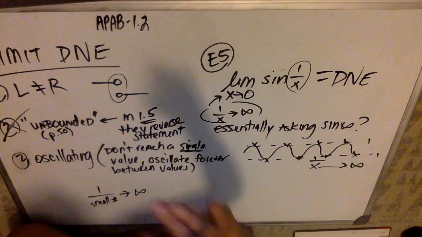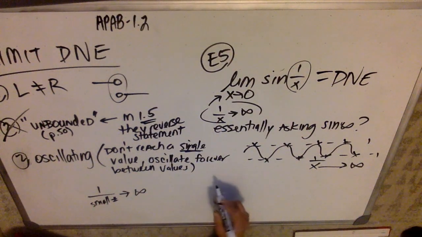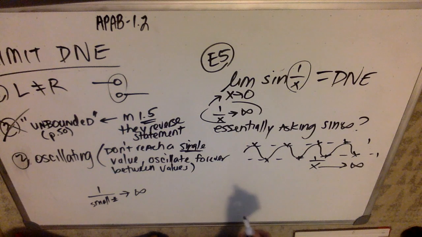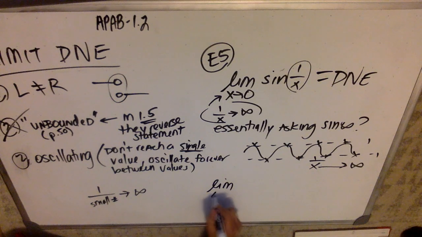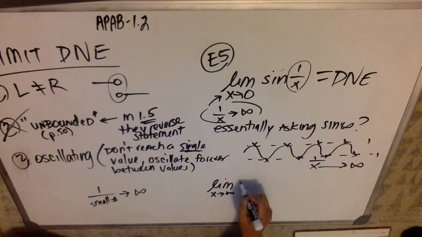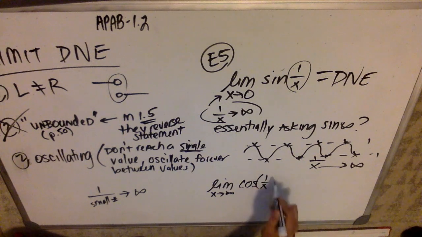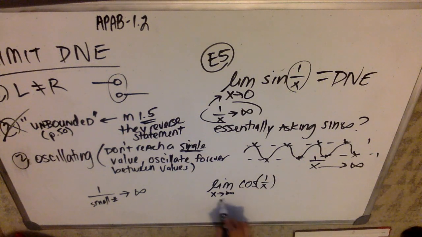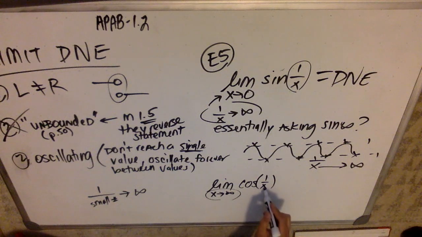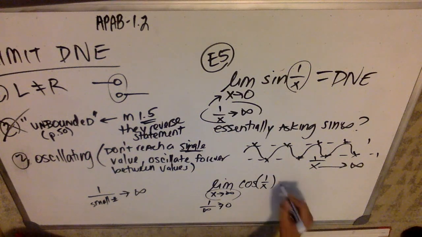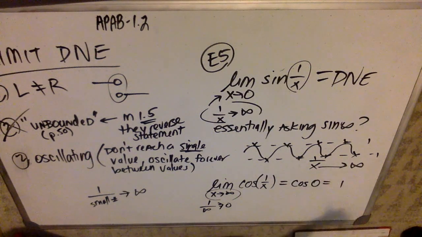Now I want to contrast that with an example where the limit does exist. So if instead I asked you for the limit as x approaches infinity of cosine of 1 over x. Okay, so the trick here is that as x approaches infinity, 1 over an infinity is going to be 0, right? 1 over something infinitely large is going to be 0. If you have one pizza and you divide it by infinite people, nobody gets any pizza. So this is essentially just behaving like the cosine of 0, which is a 1, right?